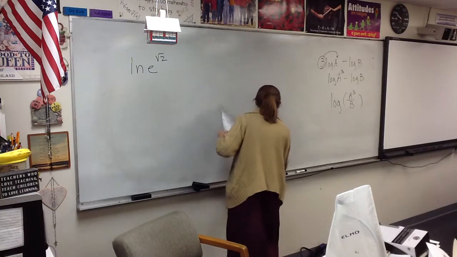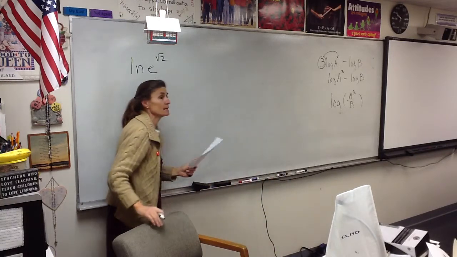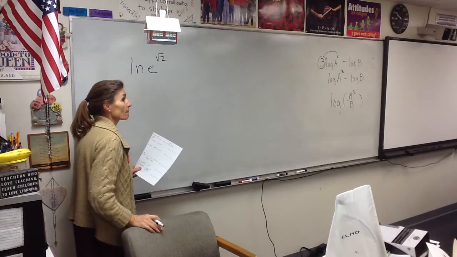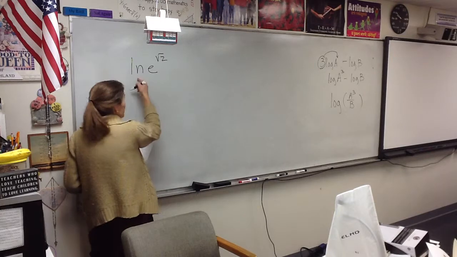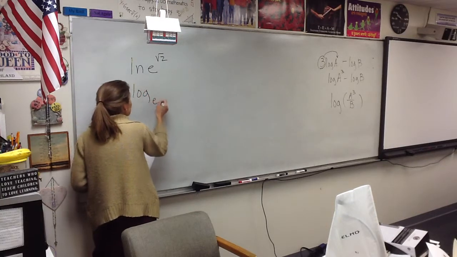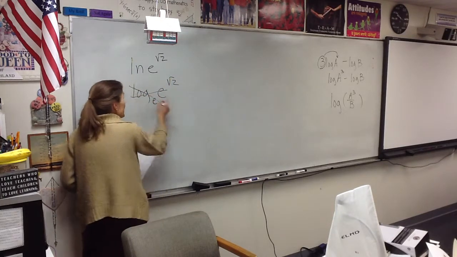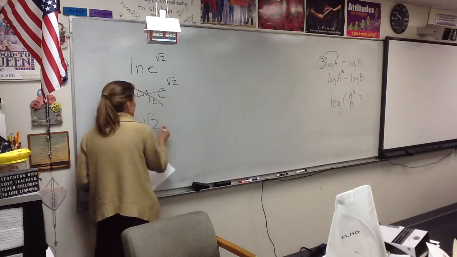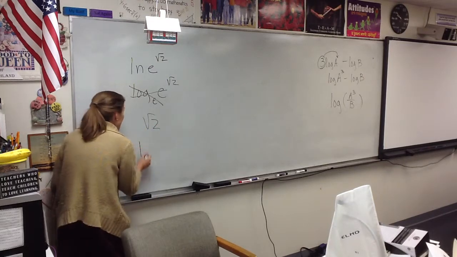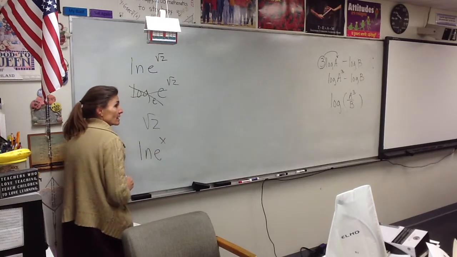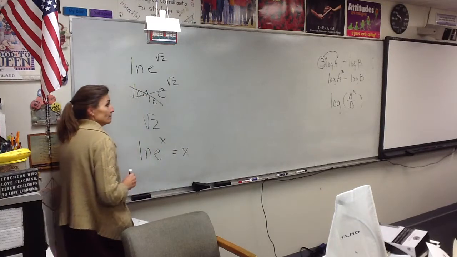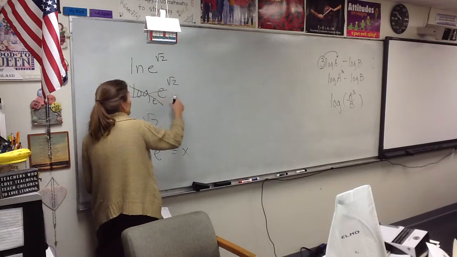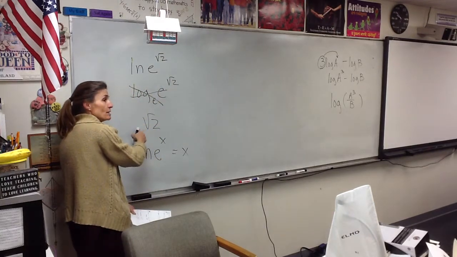Now, the next one looks so complicated, but it's actually probably the easiest one on here. Tim? ln e gets out. Exactly, because ln e means log base e of e. This cancels, so the answer is just what? Root 2. Kids, ln e of anything is just going to be that every time. So ln e to the root 2 is just root 2. The answer is root 2.